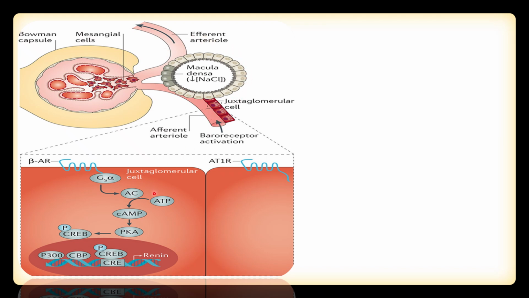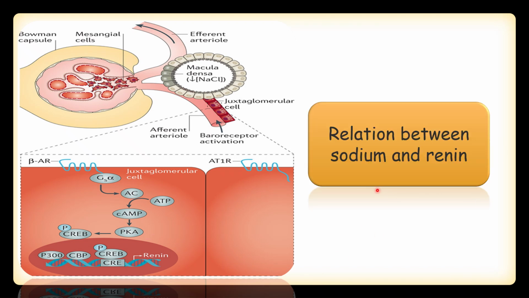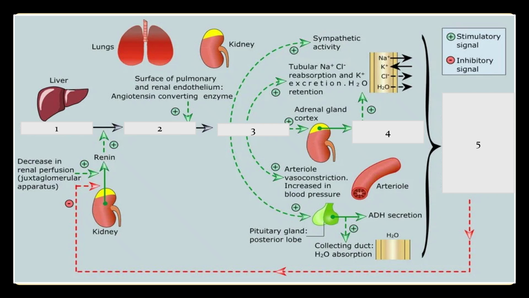Inside the juxtaglomerular apparatus, because of the decreased sodium, it transcribes many genes and renin is produced. So this picture explains well the relation between sodium and renin. Whenever there is decreased sodium in the distal convoluted tubule, it is sensed by the macula densa, which then produces renin. So it is evident from the previous slide, whenever there is decreased sodium delivery to the distal convoluted tubule or a decrease in renal perfusion, that is hypotension, it will lead to increased renin production from the kidney.